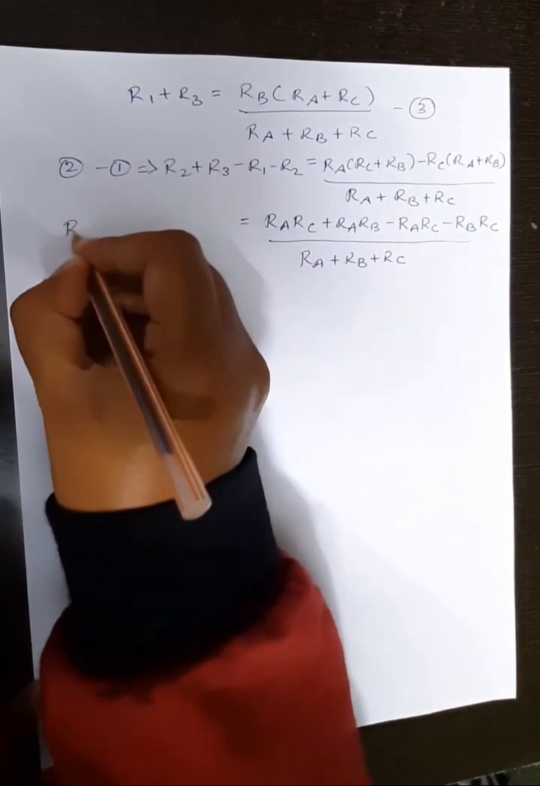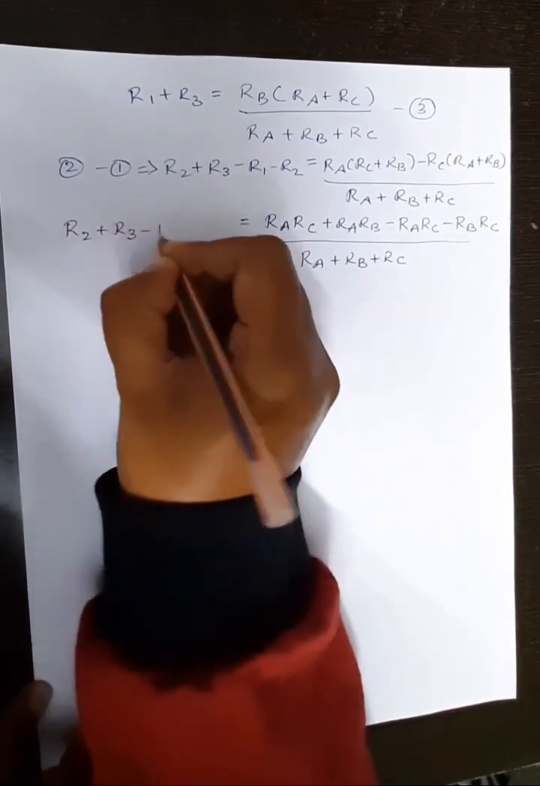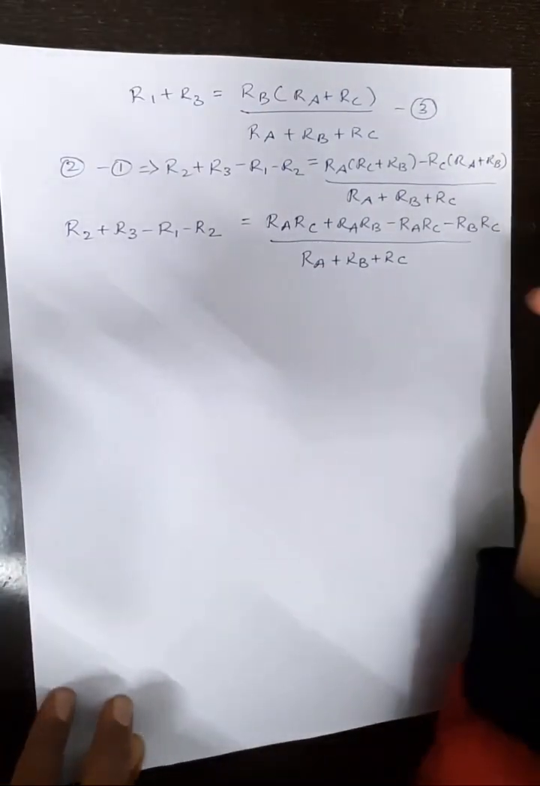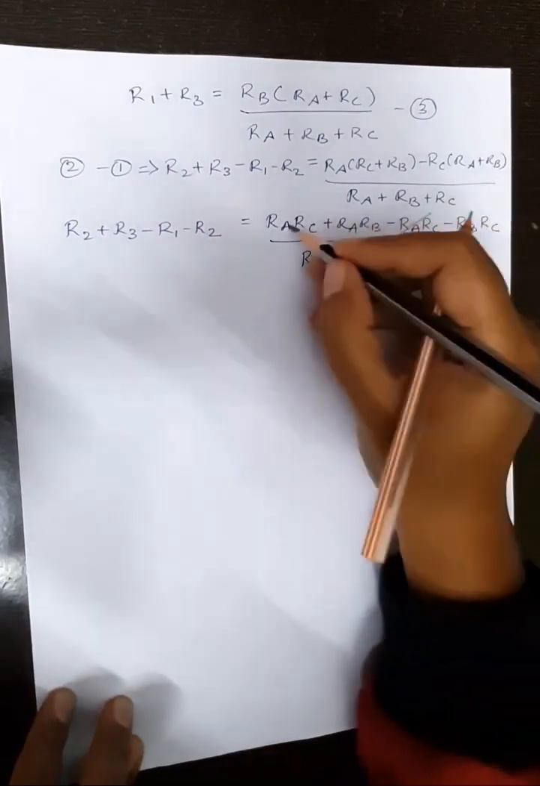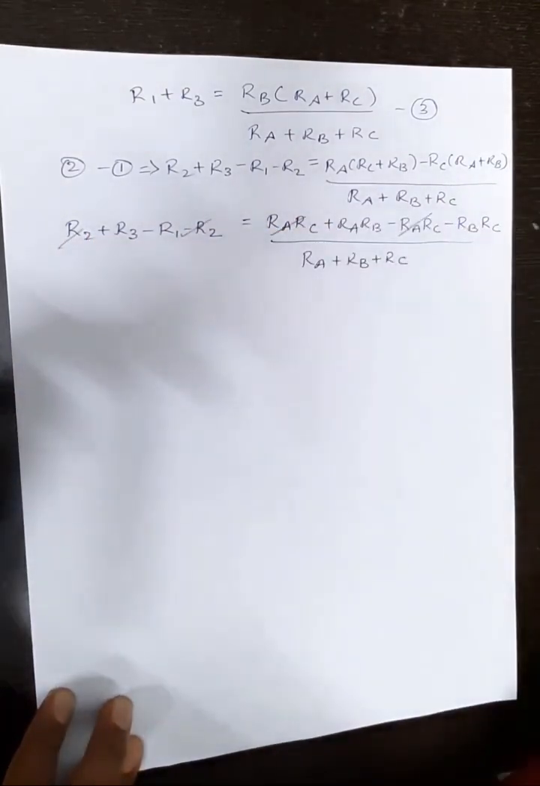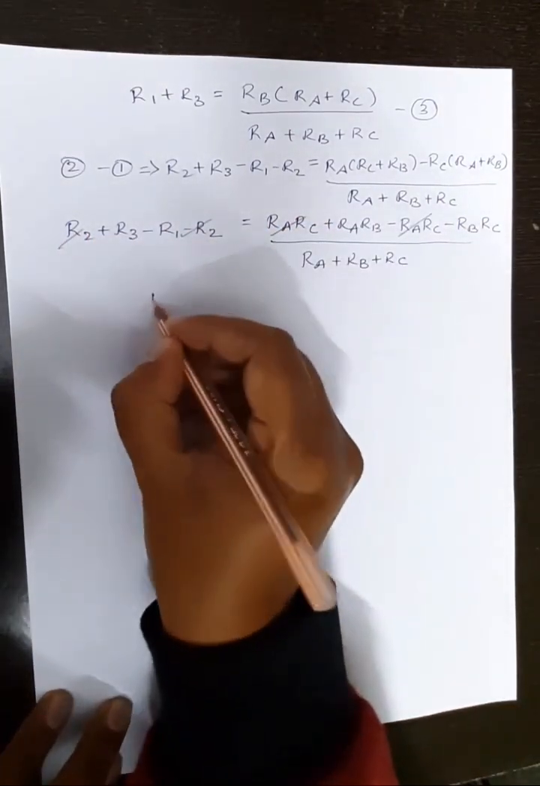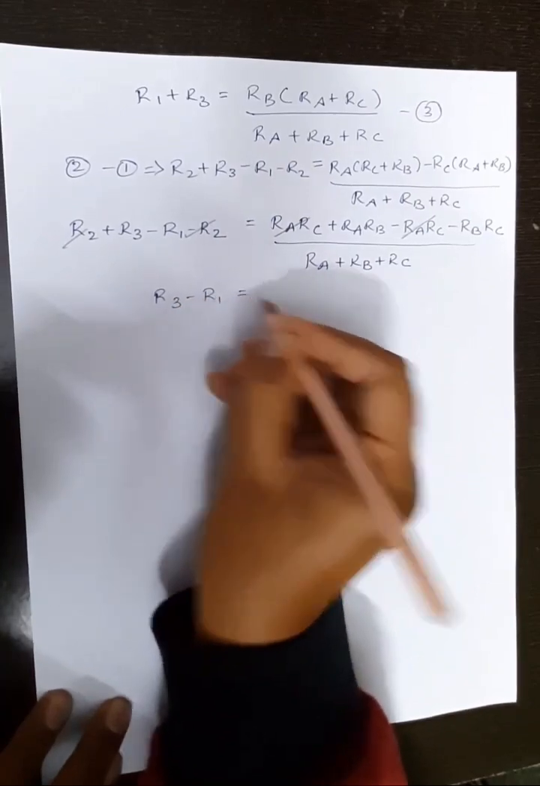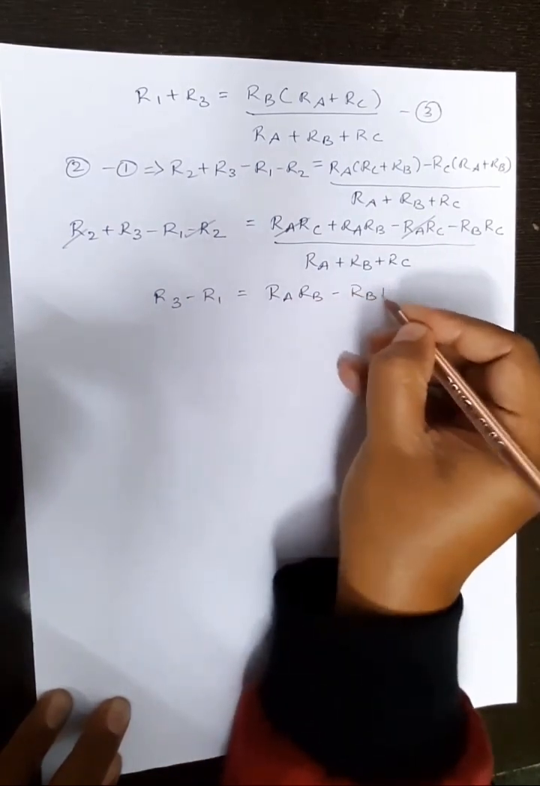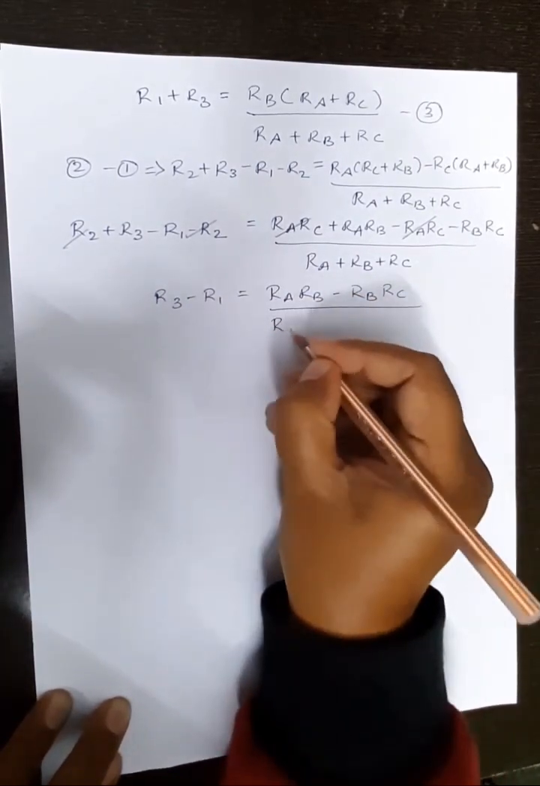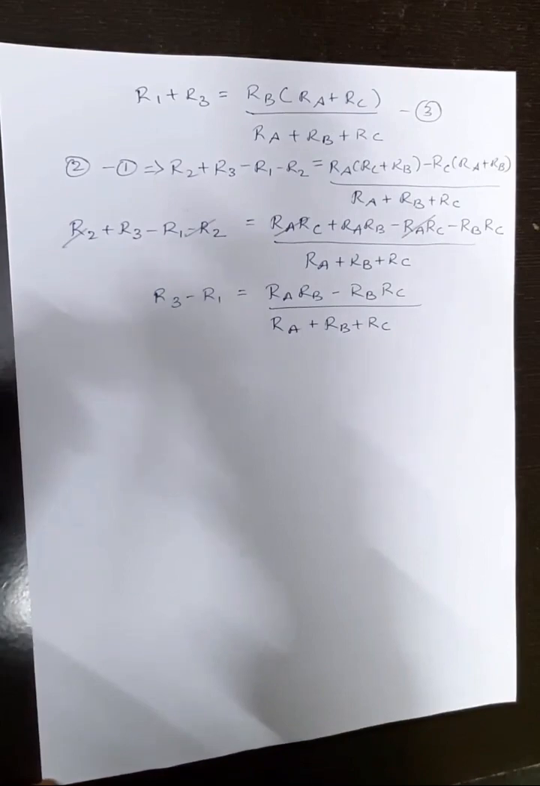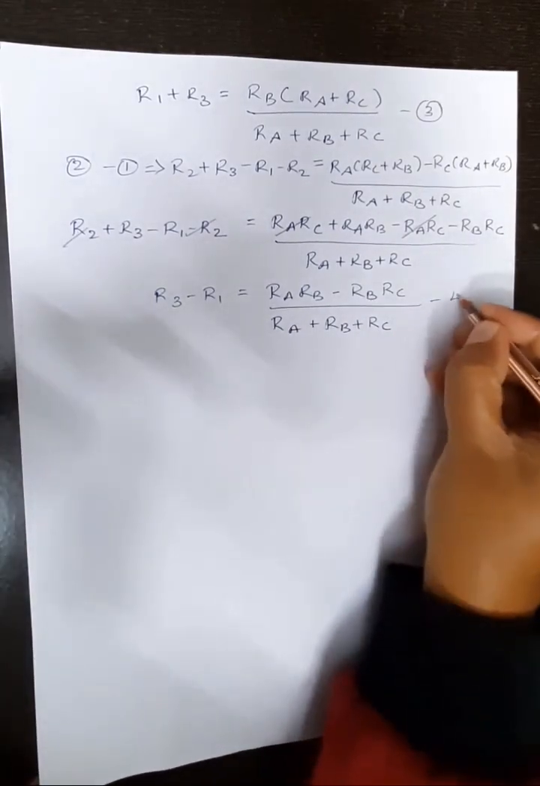On the left hand side you will be having R2 plus R3 minus R1 minus R2. Minus RARC and plus RARC gets cancelled. Minus R2 and plus R2 will get cancelled. Remaining term will be equal to R3 minus R1 which is equal to RA into RB minus RB into RC whole divided by RA plus RB plus RC. Consider this as equation number 4.